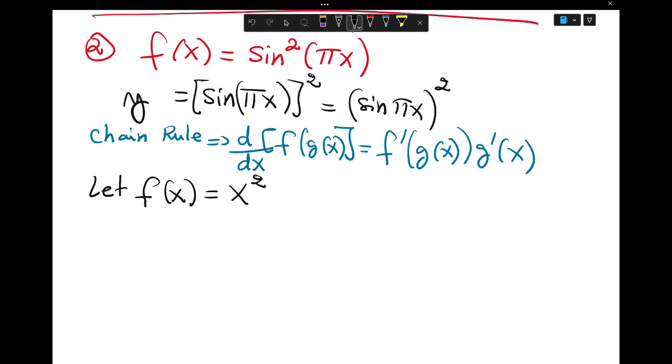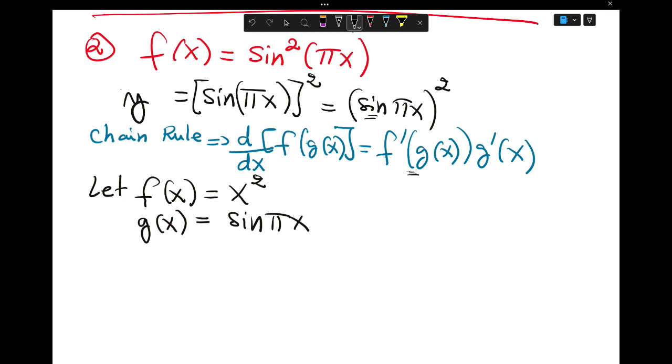The reason I want to do that is that if I do f of x equals x to the power of 2, I will be able to use the composite function to have the same thing over here. That's the reason why I did that. Now, the next thing I need to do is find my g. So g of x will be equal to sine of pi times x.